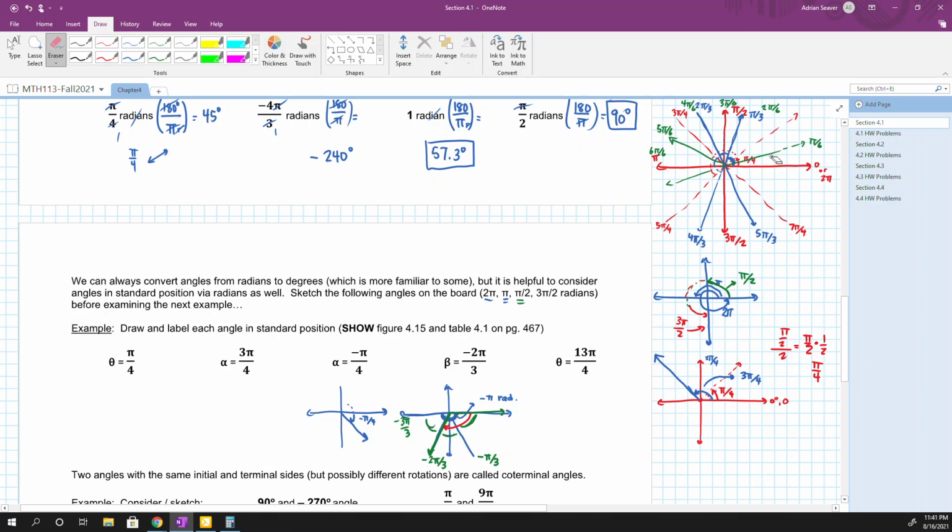And I don't really like where I drew this line. I'm going to redo that one, I think. So what we're trying to do is take this pi over 3 and split it in half. So it's really a little further up there.